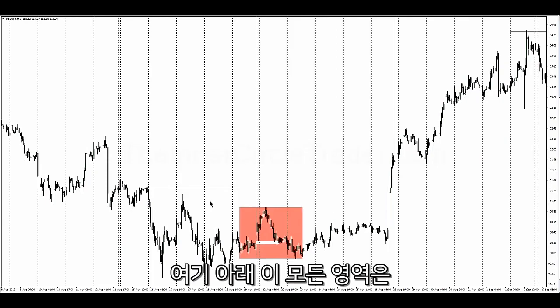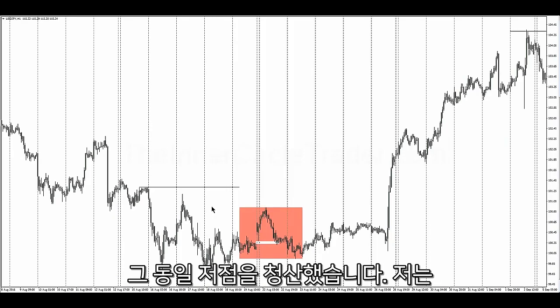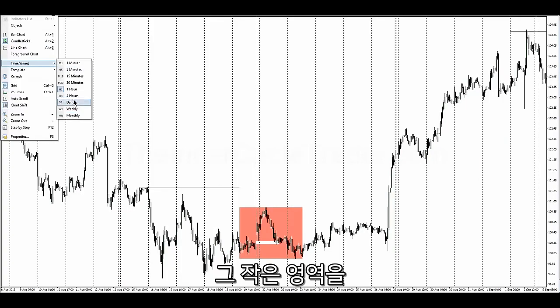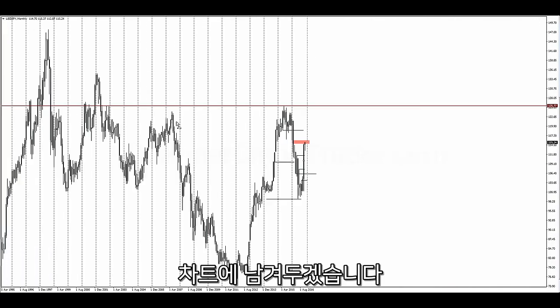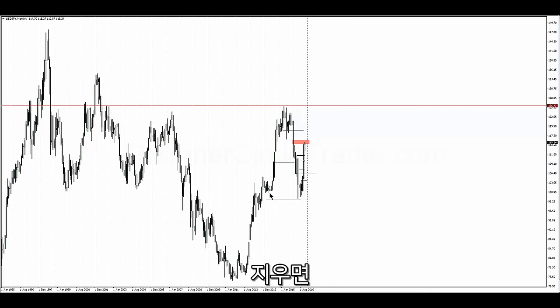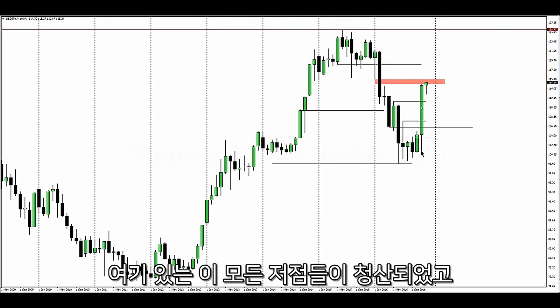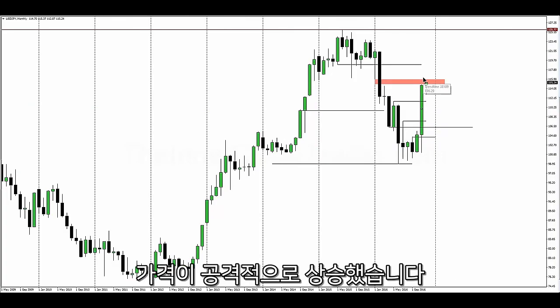All of this area down here is where the market traded down into on a monthly chart, clearing out that equal low. And we'll leave that little area there on the chart. It's all down in here once we cleared all this out. All these lows were cleared out in here, and price rallied up aggressively.